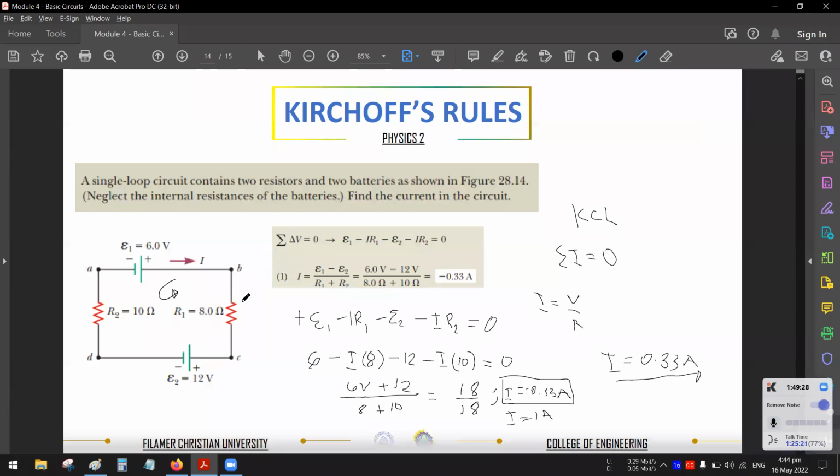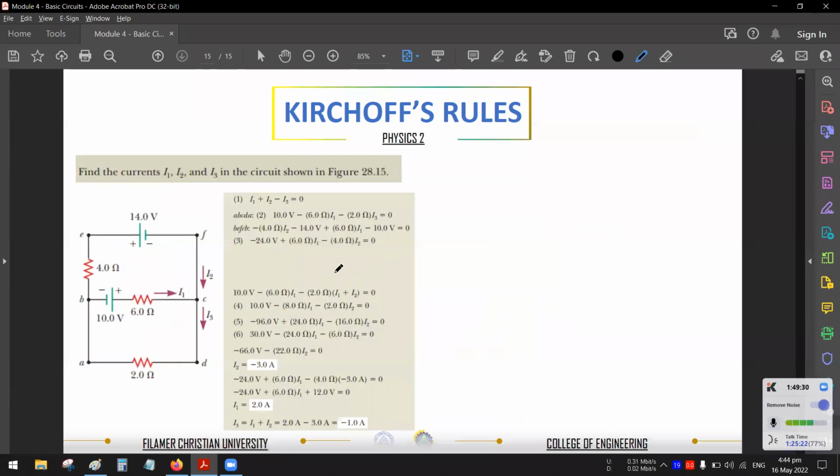Ayan. So next we have this last circuit. Explain natin, then we will dismiss our class. I have only 25% remaining of my battery. Okay, so let's have this one.